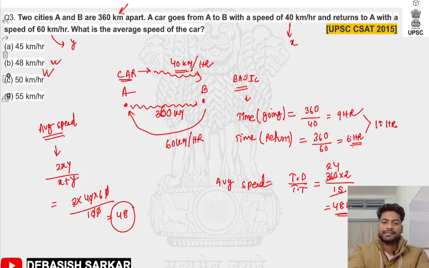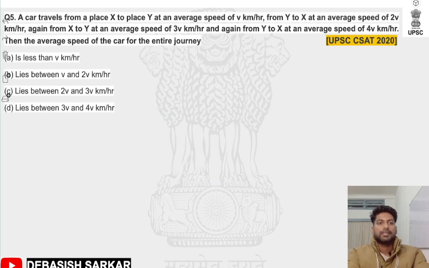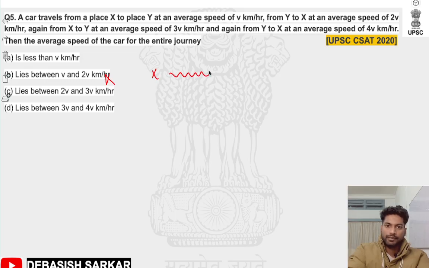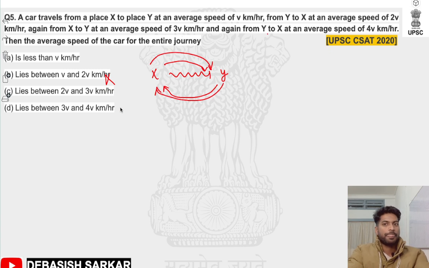Okay, a car travels from place X to Y at an average speed of V km per hour, and Y to X. Like going from here, X to Y, at the same speed. Then from Y to X, then again X to Y, then again Y to X, like this. So 4 times is their journey.